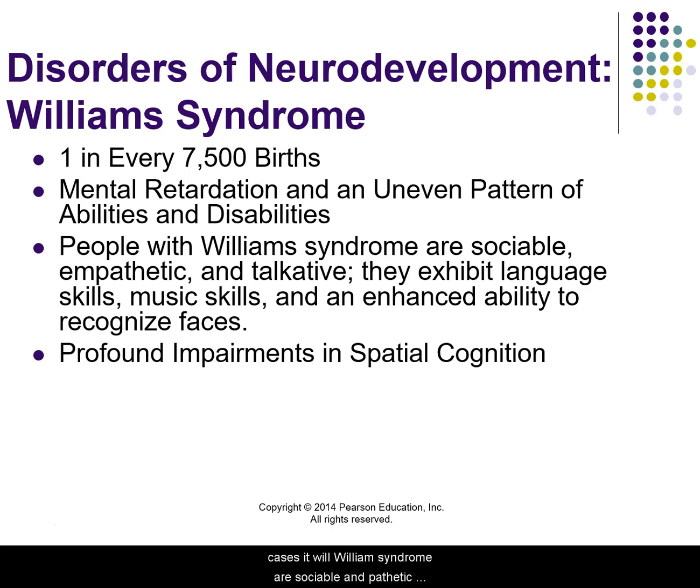People with Williams syndrome are sociable, empathetic, and talkative. They exhibit language skills, music skills, and enhanced ability to recognize faces. So we already know a couple things there. This enhanced ability to recognize faces, that's the opposite of autism, right? They exhibit language skills, talkative, sociable. Well, that's not autism for sure, right? But they do have profound impairments in spatial cognition.